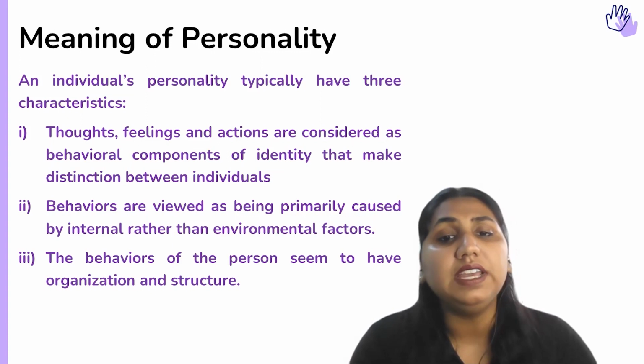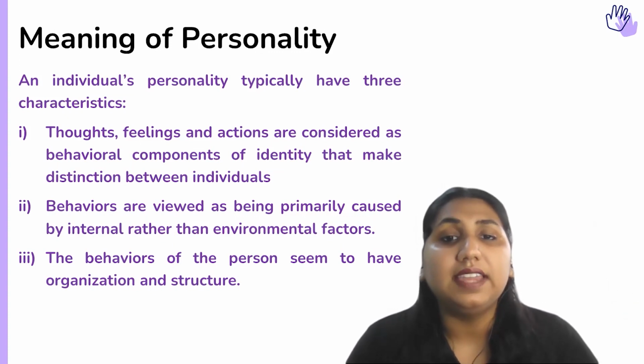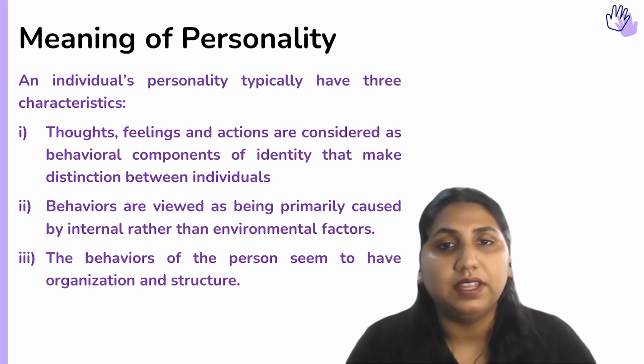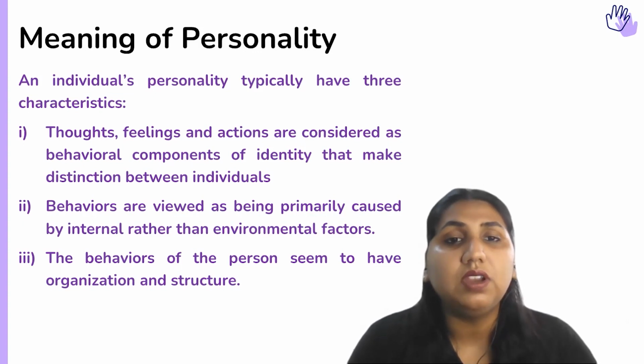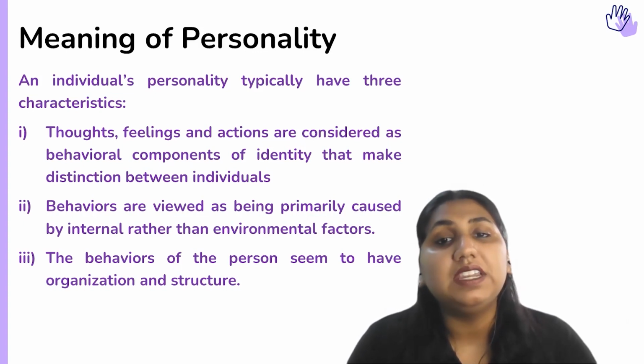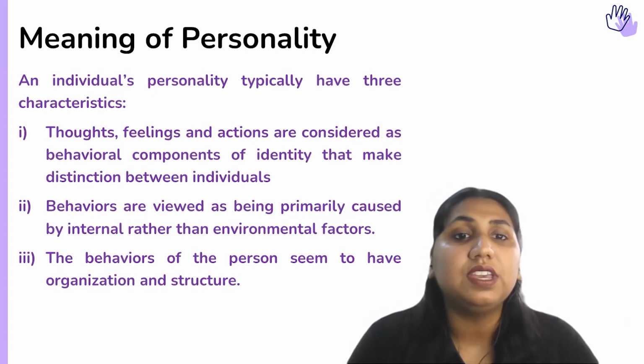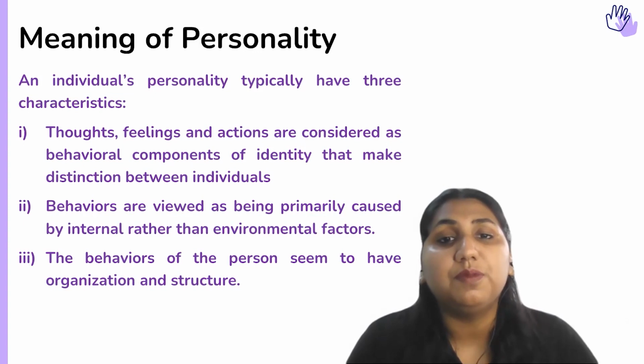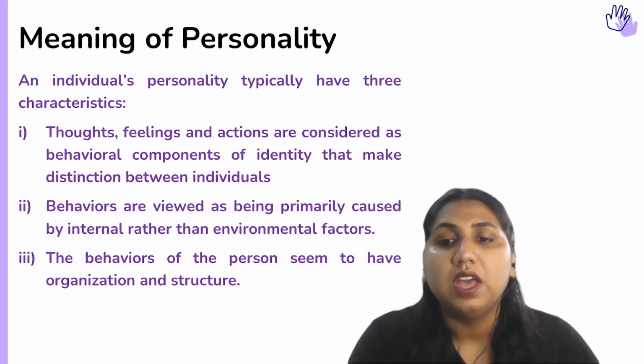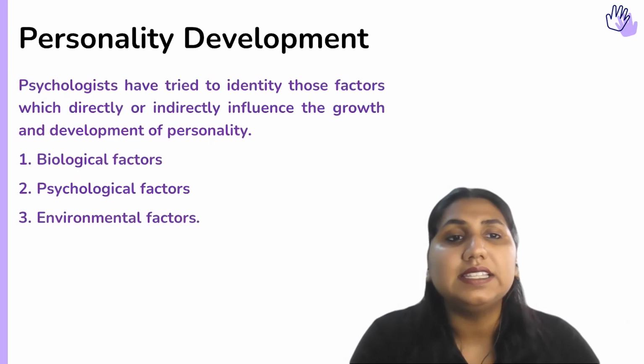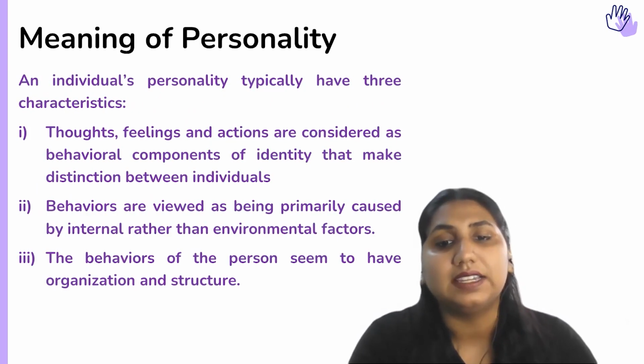Then we have the third: the behavior of the person seems to have organization and structure. What do we mean by organization and structure? That any behavior is not random. It's always organized; there is a structure to it. Behaviors of an individual go and fit together in a meaningful way. And something we need to keep in mind is that the nature of behavior is dynamic, and there may be certain changes in the organization and structure of behavior over a period of time. Okay, so these are the three characteristics that are there when we talk about personality.